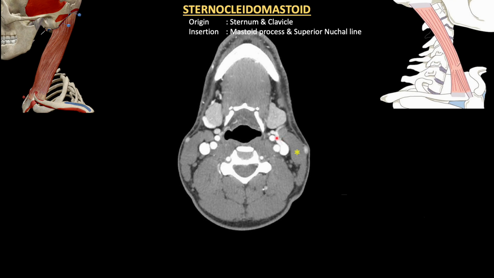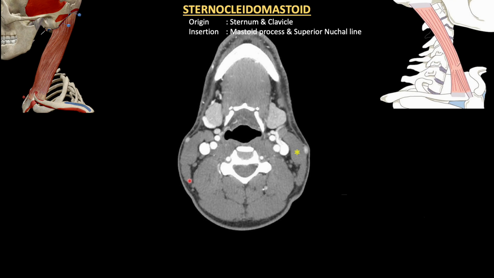So that means when you are contouring level 2, 3, and 4, you restrict yourself to the medial border of the sternocleidomastoid. You don't go into the sternocleidomastoid, you just contour this fatty space that lies medial to the sternocleidomastoid. So this space is your level 2, 3, and 4, depending on what level you are at. Currently we are at the level of level 2 because you can see the hyoid bone here. Below the hyoid bone is your level 3. So the space deep to the sternocleidomastoid is your level 2 in this case.